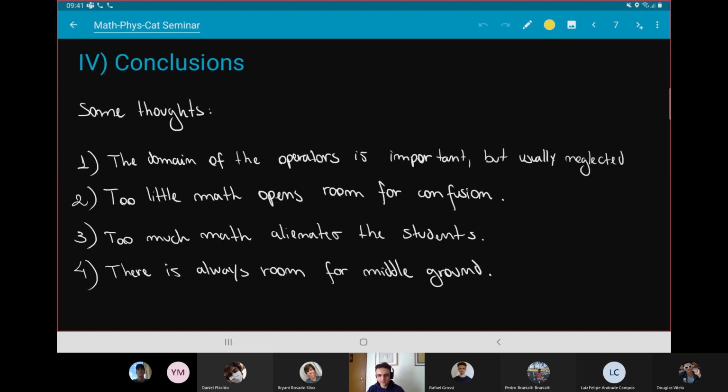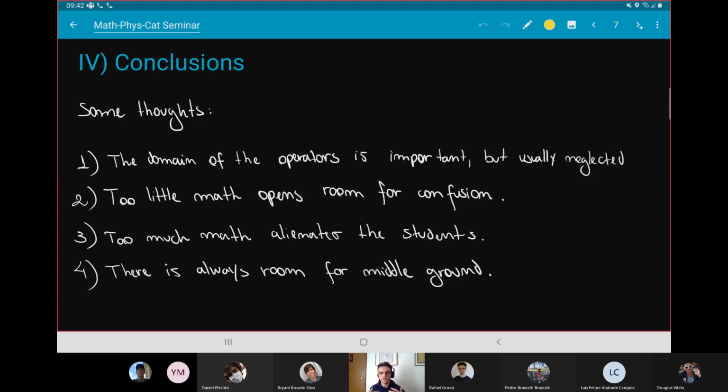So the first thing in the mathematics sense is that the domain of the operators that we were working with is very important, but it is usually neglected in physics textbooks. So just by the fact that we take the domain into consideration, we can already work out some of the problems that we were having. If we don't show a lot of the math, if we keep treating Hilbert spaces as a big black box in an undergrad quantum mechanics course, it may open room for confusion, for statements, for problems like these ones.